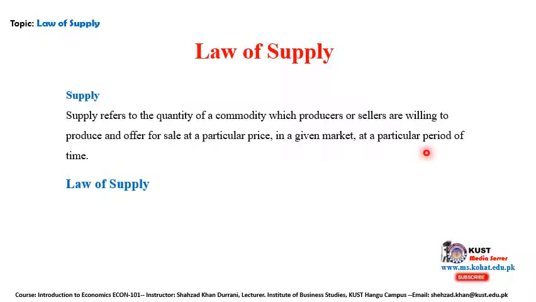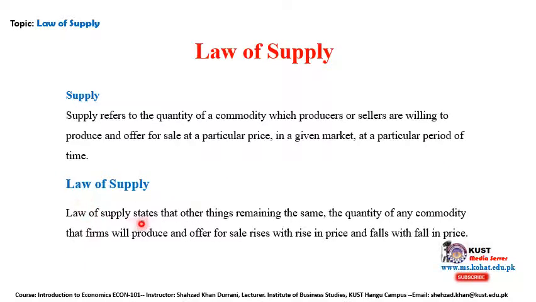So what does the law of supply mean? We will try to understand this concept. The law of supply states that other things remaining the same. What are some of the other things? For example, there are some external forces present in the environment, or it can be some other internal forces as well. That's why we say other things remain the same.